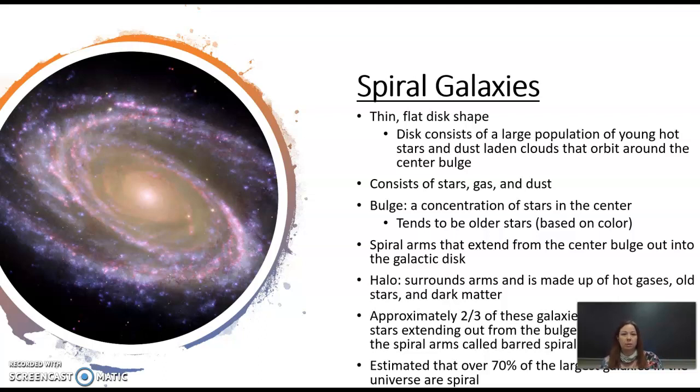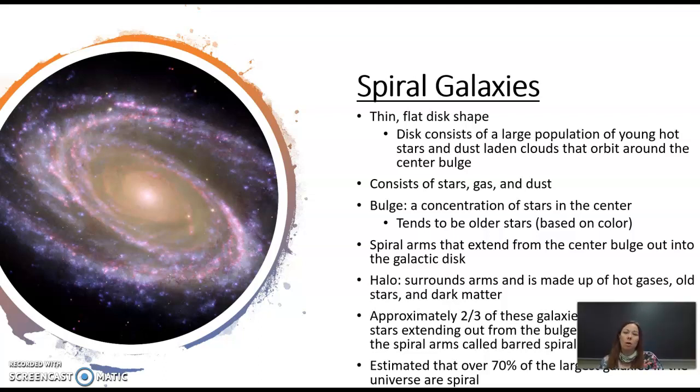That disk consists of a large population of young, hot stars and dust-laden clouds that orbit around a center bulge, like you can see in that picture. It consists of stars, gas, and dust, and that bulge is a concentration of stars in the center. It tends to be the older stars. We know that based off of color, and we'll get to that later too.